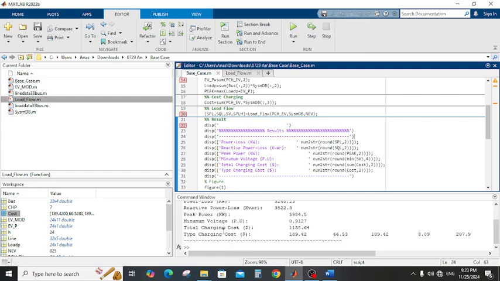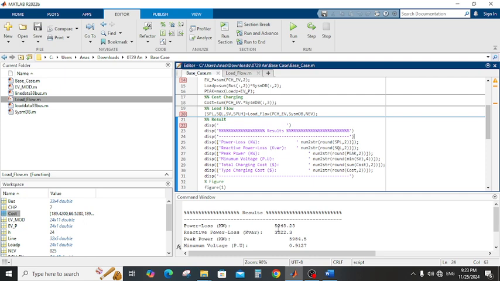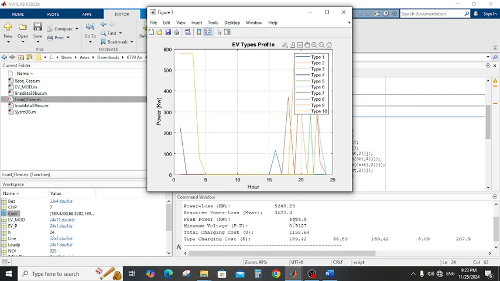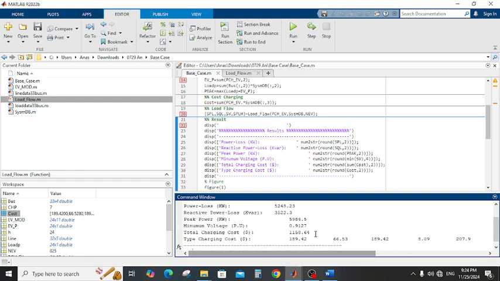The power loss, as you see here, is 5,248, and the reactive power loss 30,522, and the peak load, as you see here, 5009, and also the minimum voltage at 0.9127, and the total charging cost. This is the total charging cost of all the system, and the charging cost of each type, how much the cost from each type.